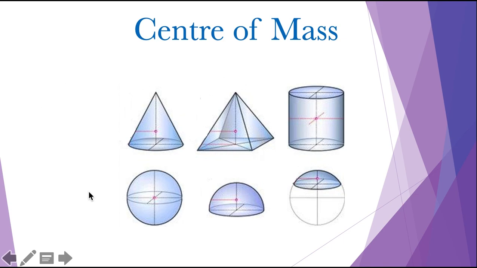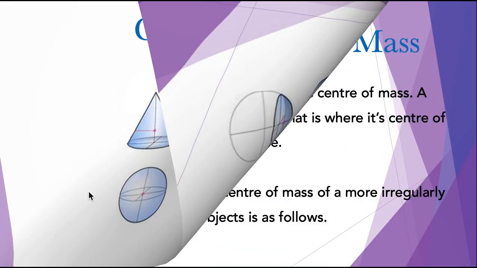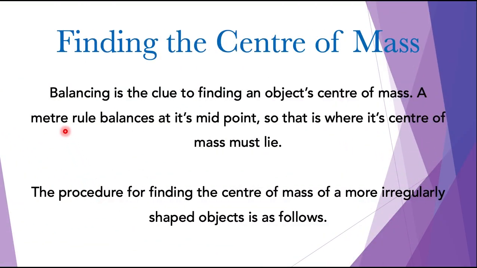Now let's look at how we can find the center of mass of an object. So, balancing is the clue to finding an object's center of mass. A meter rule balances at its midpoint, so that is where its center of mass must lie. So the procedure for finding the center of mass of a more irregularly shaped object is as follows.